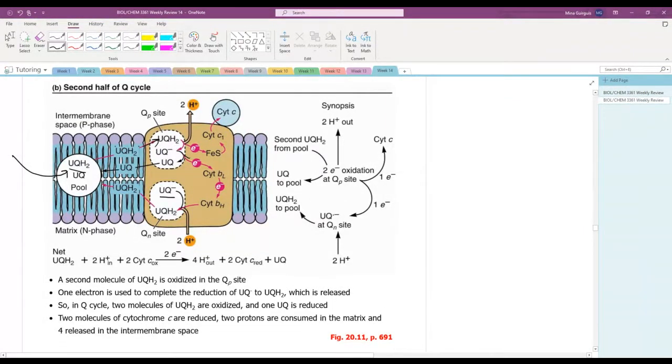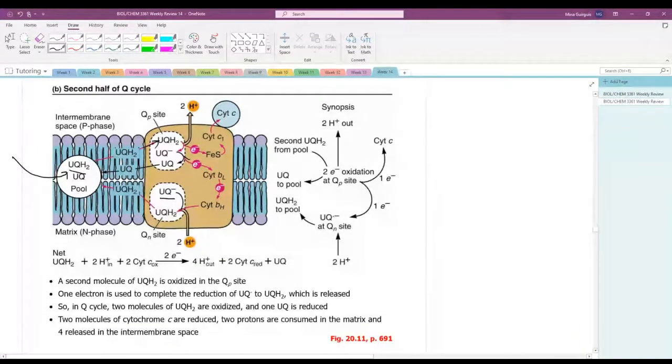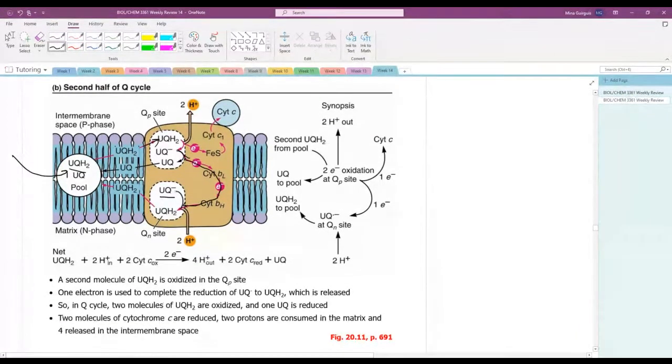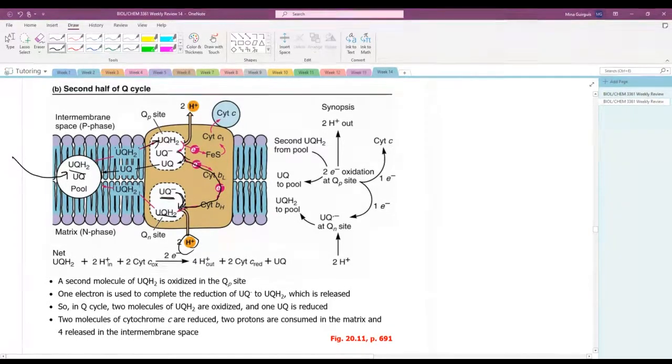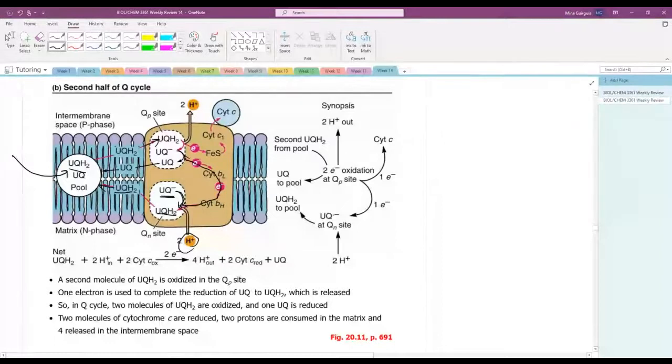And once again, we have 2 electrons. The first electron, we're going to go down with this one. So we're going to go Bl to Bh all the way down to here. And we're going to take this UQ minus, convert it to UQH2 with 2 protons from the mitochondrial matrix, excuse me. And now we have a UQH2 that's ready for work.